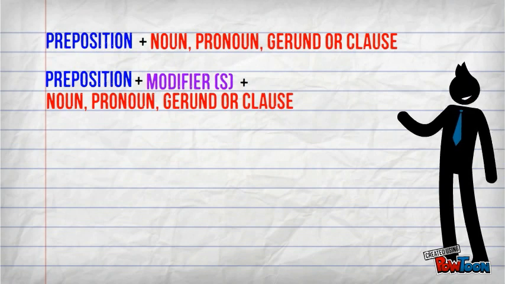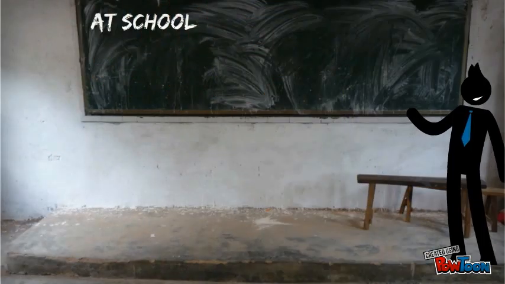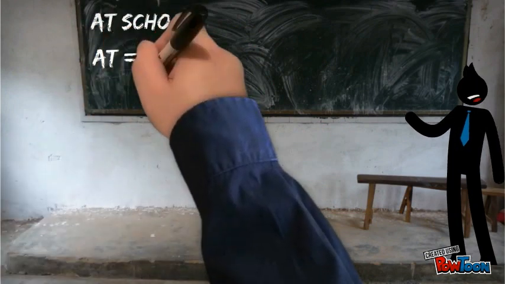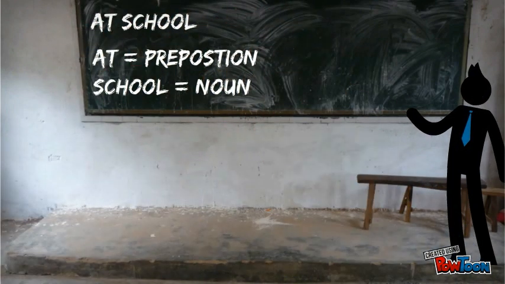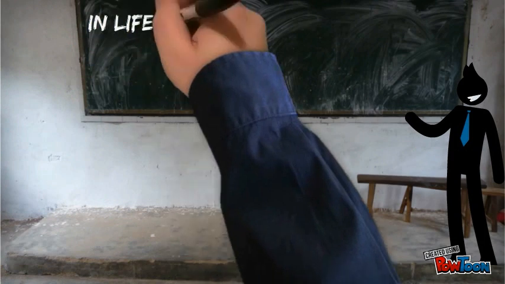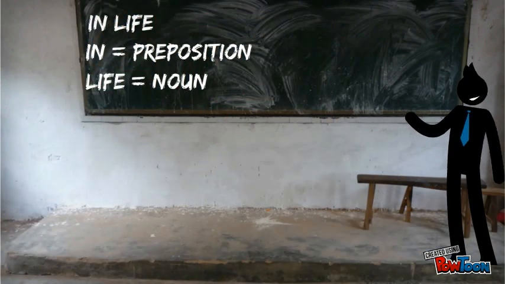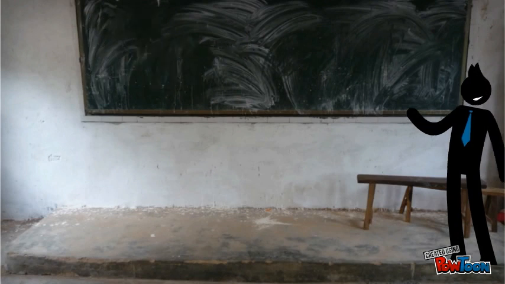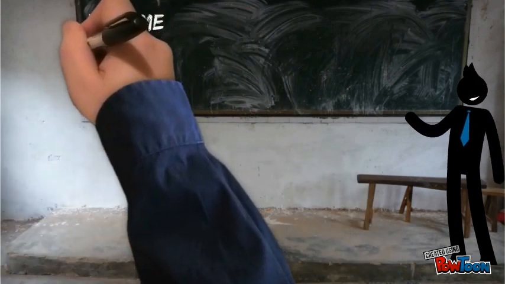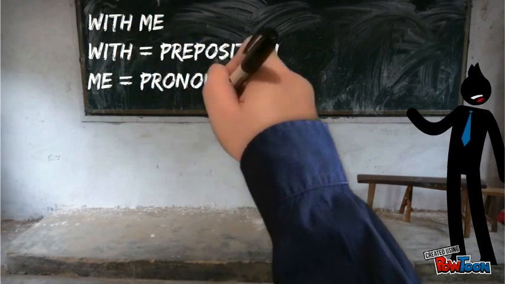Here are some examples. At school. At is the preposition, school is the noun. In life. In is the preposition, life is the noun. With me. With is the preposition, me is the pronoun.